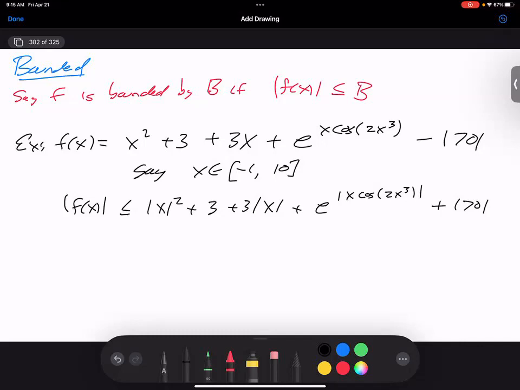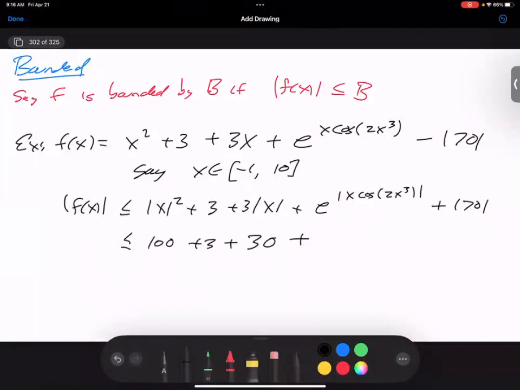I have x going between -1 and 10. How large could x squared be? So what's the largest x squared could be on this interval? 100. This is going to be less than or equal to 100 plus 3. How large could 3 times x be? 30. But if you said 300, that's also correct. 3 times x is also at most 300. You can do better. You can do it's at most 30, but 300 would be fine.